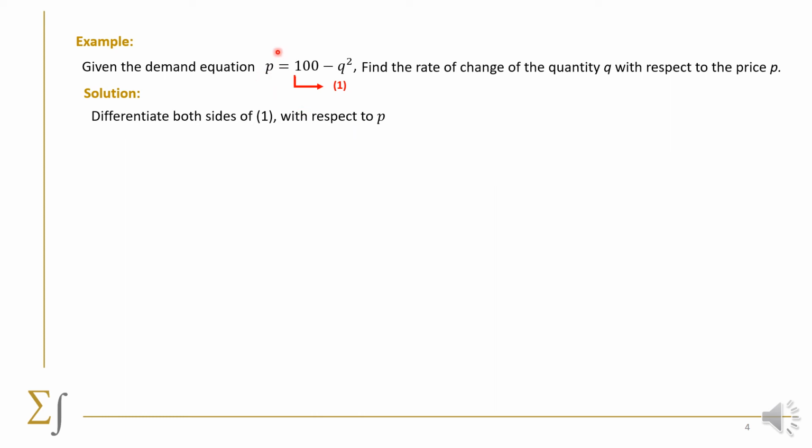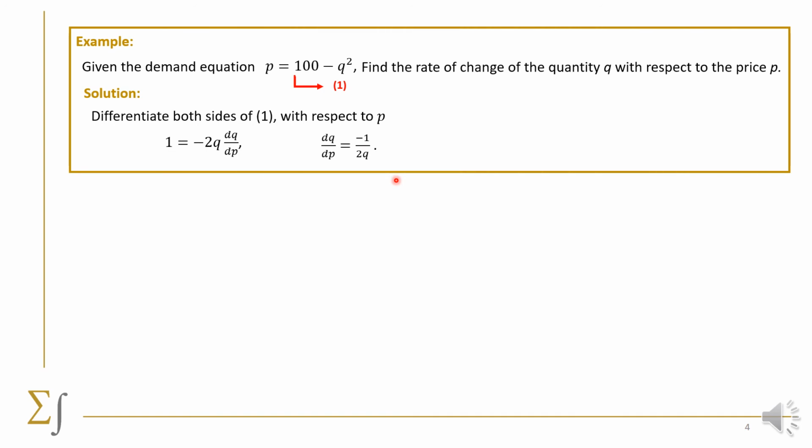The left-hand side, the derivative of P with respect to P is 1, and the right-hand side, the derivative of 100 is 0, while the derivative of minus Q squared with respect to P will be minus 2Q dQ by dP. Simple enough, we say dQ by dP is equal to minus 1 over 2Q. Next, we move to the following example.